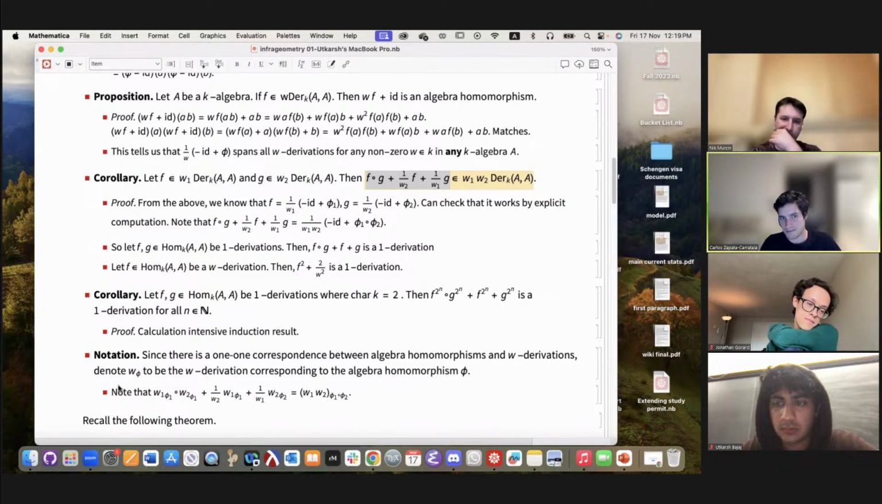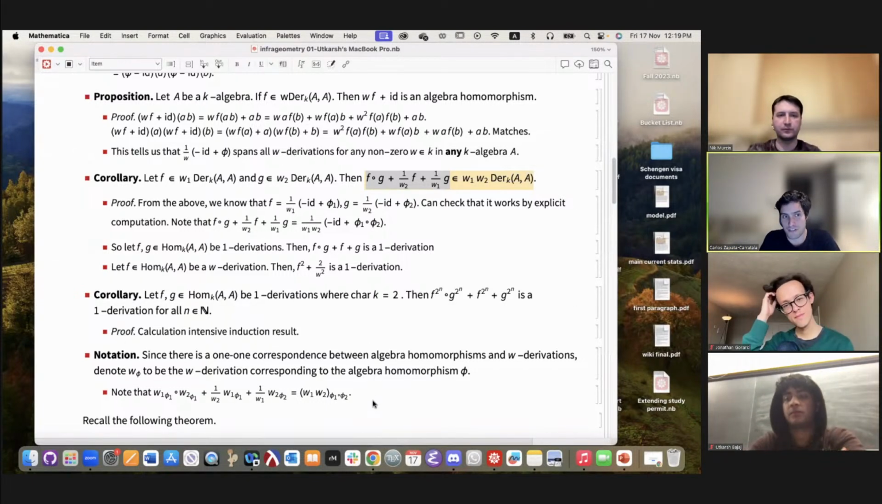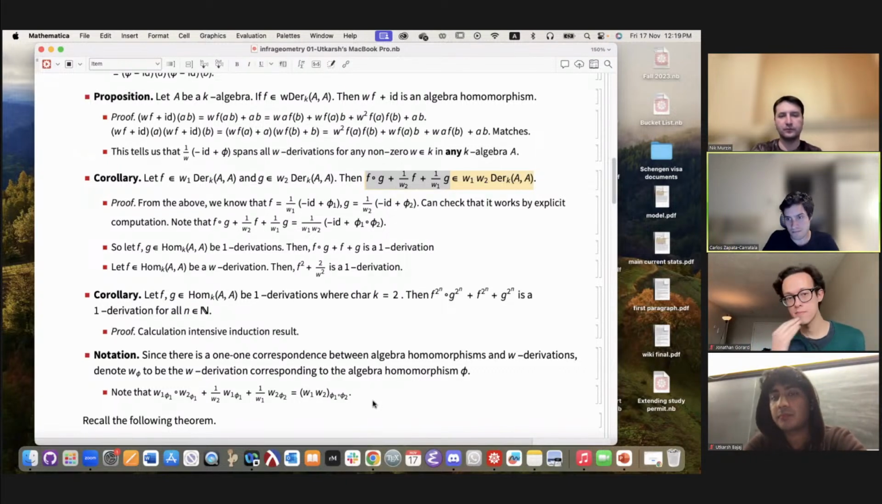So there might be something to be said about those structures still, but in any case, I think this result is somewhat disconcerting. I'm still not entirely sure how to digest it, because on the face of it, it seems like you just basically drop the notion of weighted derivation because it's redundant, and you just stay with algebra homomorphisms, right?